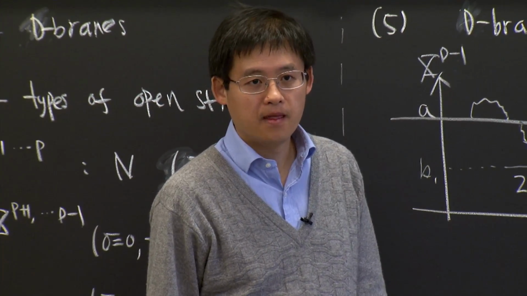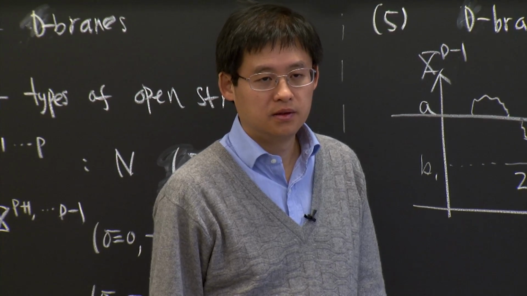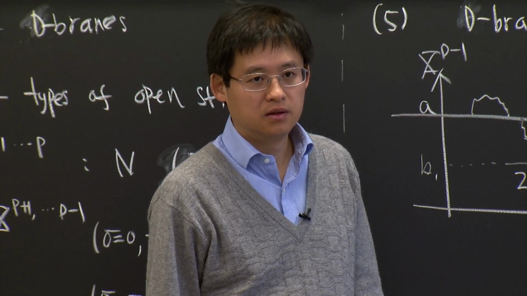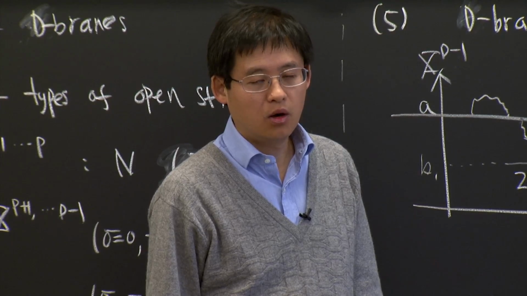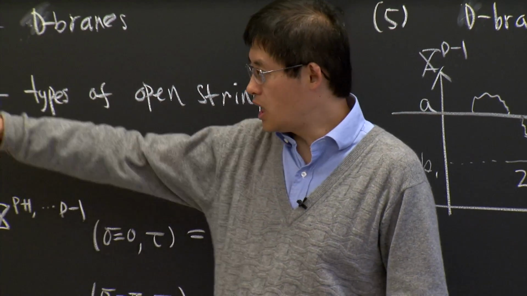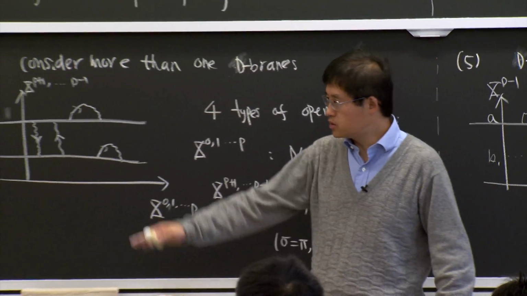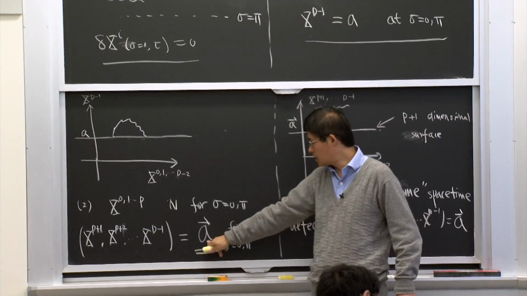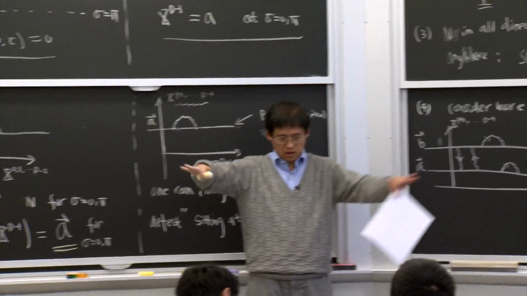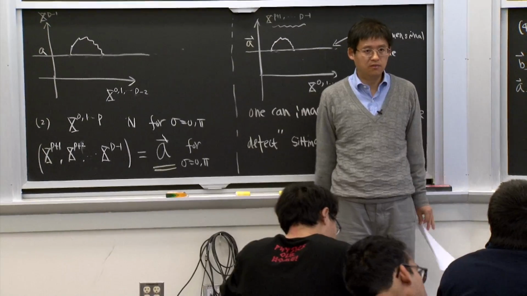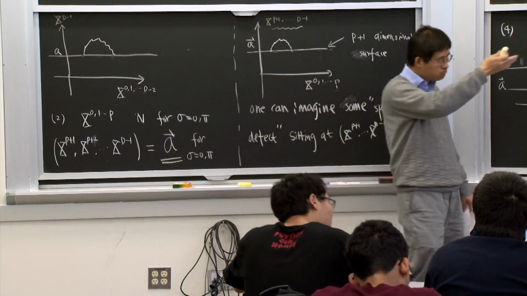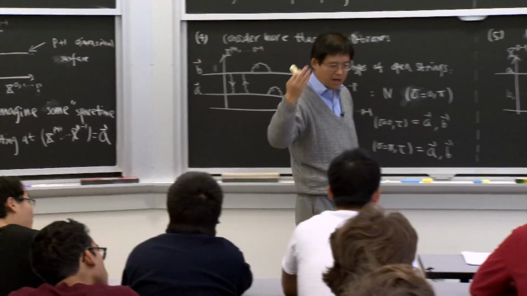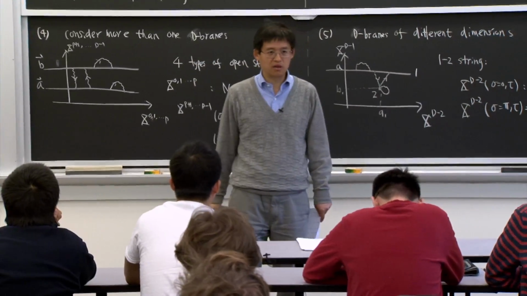Yes? Why do we assume that branes are topologically open, not compact? Oh, yeah, we can talk about that. Here I'm just talking about the simplest situation. I'm imposing the simplest boundary conditions, just like this, and this kind of boundary condition applies to the infinite case. Later, once we talk about D-branes being dynamical, then you can consider more complicated configurations.